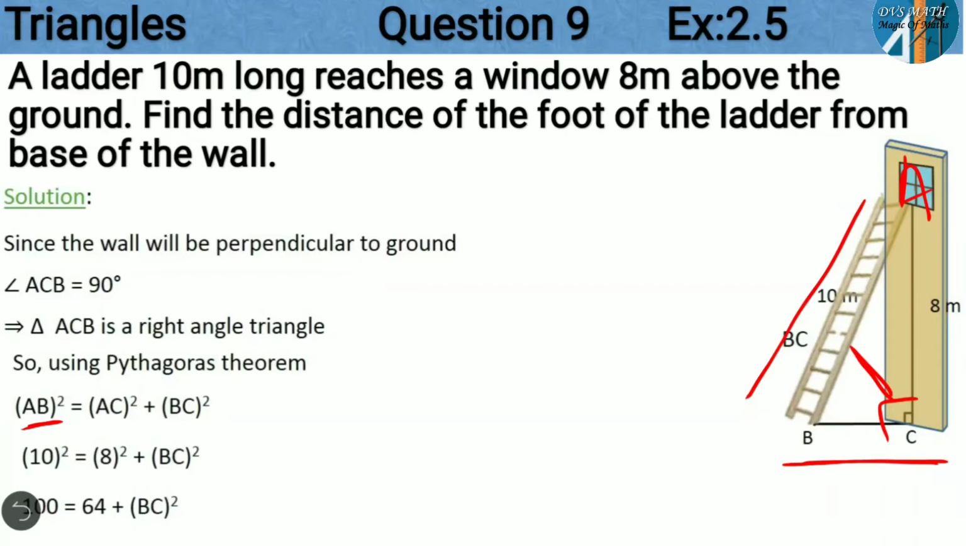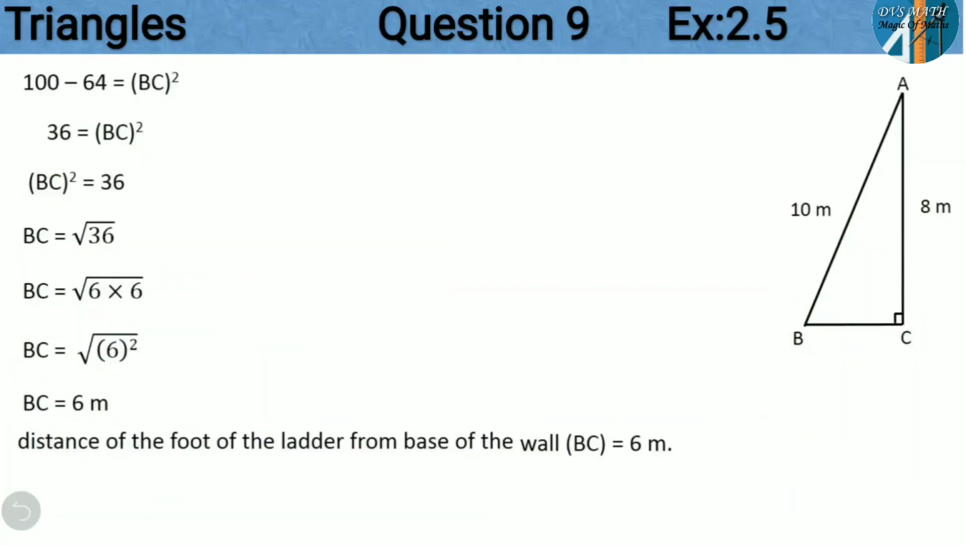Let us substitute. AB, the ladder, is the hypotenuse, so 10 square, plus AC, the height of the wall, is 8 square, plus BC square as it is. 10 square is 100, 8 square is 64. Keep BC square as it is. Next, take 64 to the LHS, it becomes minus. This is a very simple question if you apply Pythagoras theorem. So 100 minus 64 gives 36 equals BC square. So BC square is equal to 36. If you take the square to the RHS, it becomes square root. So BC is equal to square root of 36.